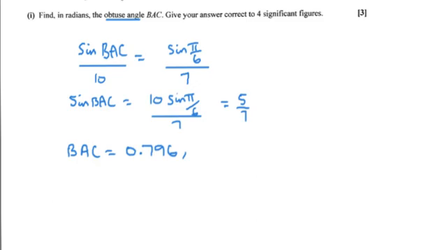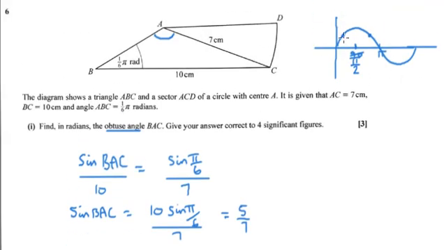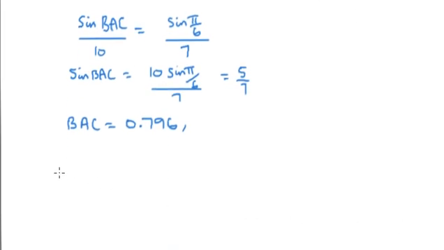We don't want that angle. That is the angle for my graph. That's this angle here. In order to get the one we want, we're going to need to take that 0.796 away from pi.